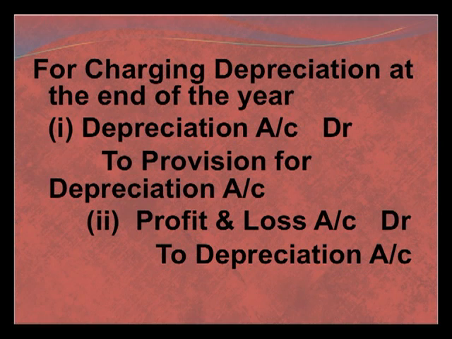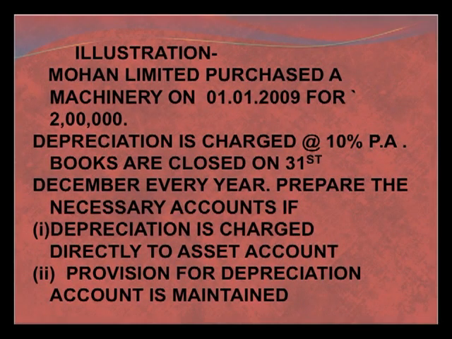to depreciation account. We will understand this with the help of an example. Let us see that. Mohan Limited purchased machinery on 1st January 2009 for rupees 2 lakh. Depreciation is charged at the rate of 10% per annum and the books are closed on 31st December every year. You are asked to prepare the necessary accounts if depreciation is charged directly to asset account, and then in the second case, if provision for depreciation account is maintained. We can see it with the help of the following solution.